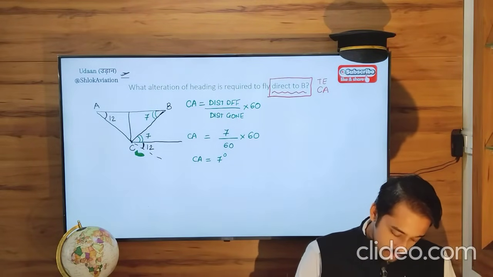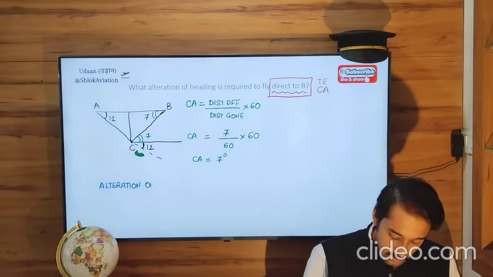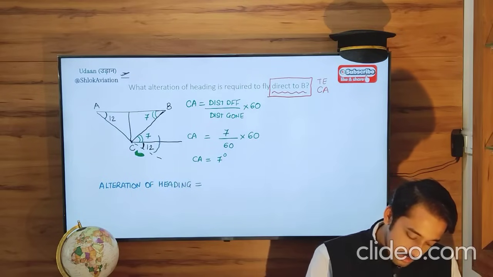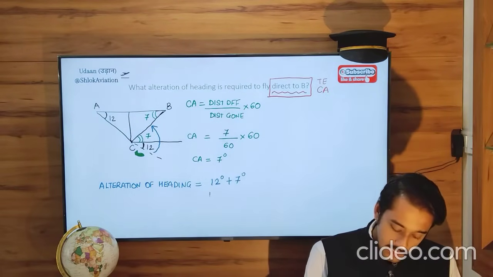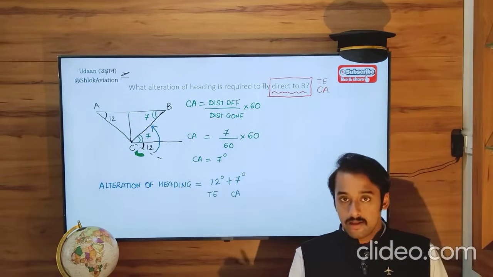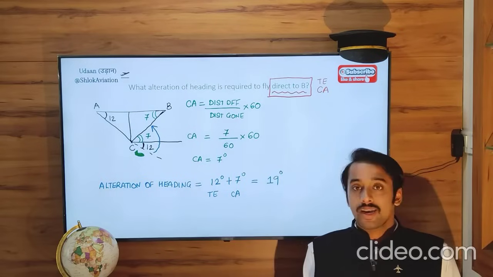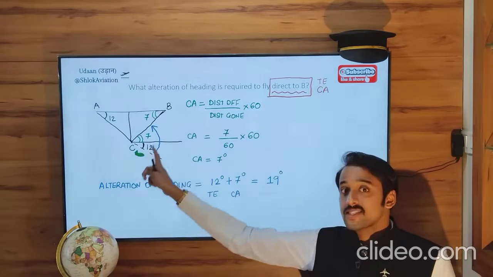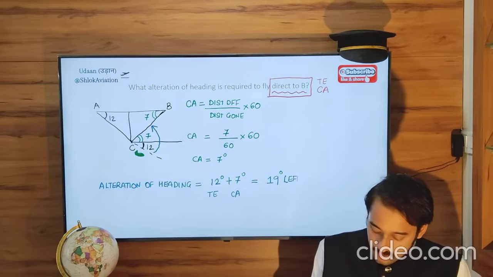So the final answer is the alteration of heading required will be a total of 12 degree plus 7 degree. 12 degree is your track error, 7 degree is your closing angle. So total becomes 19 degree. Now which direction will you turn? Your B is to the left of your direction, is to your left side, right? So you will turn 19 degree left.